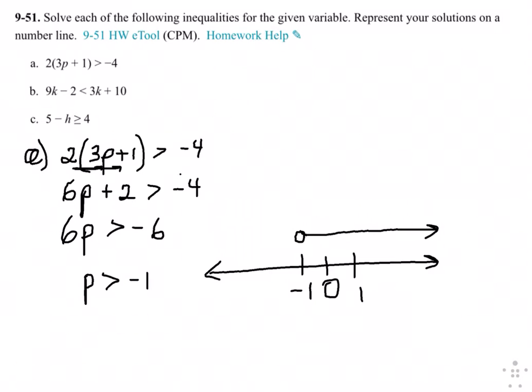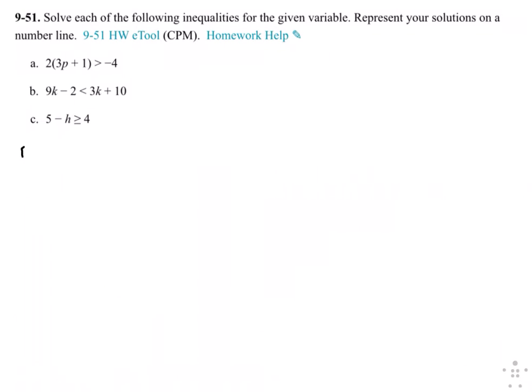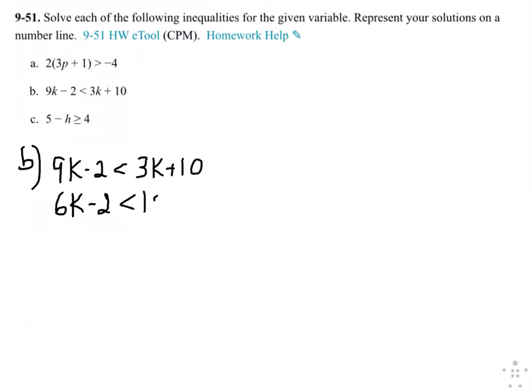Okay, the next one, let's make space. B, we have 9k minus 2 is less than 3k plus 10. Subtract 3k from both sides, we get 6k minus 2 is less than 10. Add 2 to both sides, 6k is less than 12. And divide both sides by 6, k is less than 2.